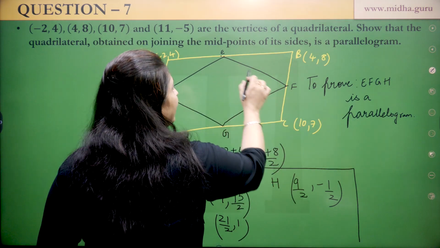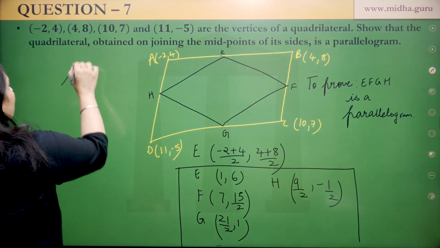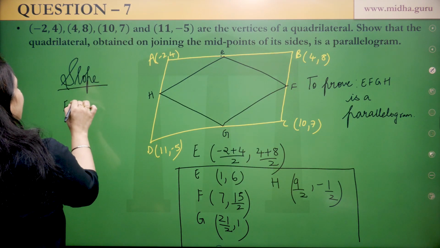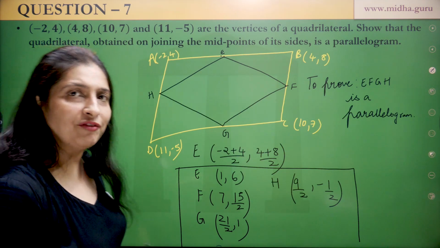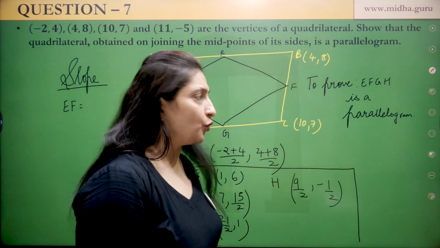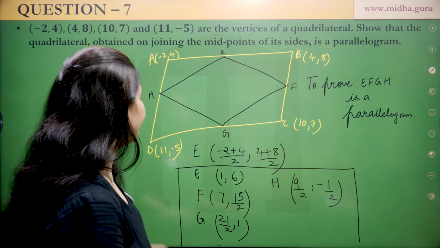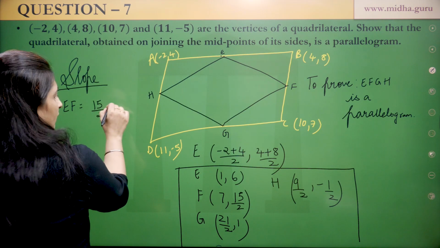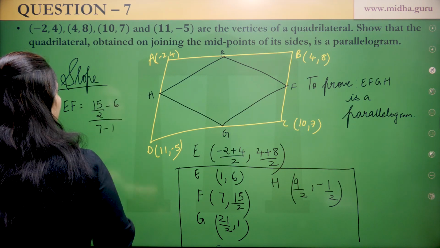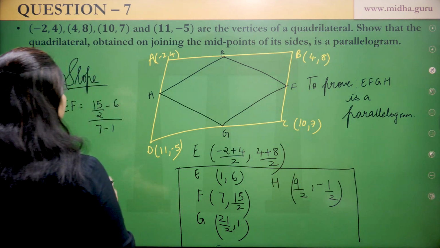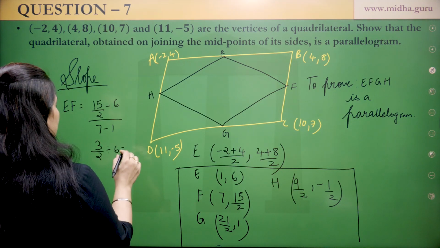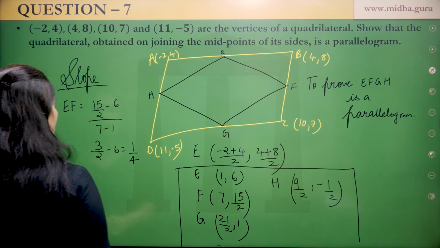So now again we'll find out the slopes. Find out the slopes of all the 4 sides. So we'll find the slope of EF. y2 minus y1 by x2 minus x1 is the formula for slope. Now for EF, it will be 15 by 2 minus 6 by 7 minus 1. So this will be 15 minus 12, 3 by 2, divided by 6. So it will be 1 by 4. This is 1 by 4.